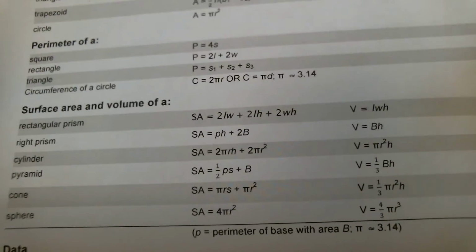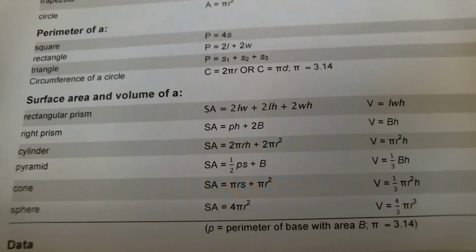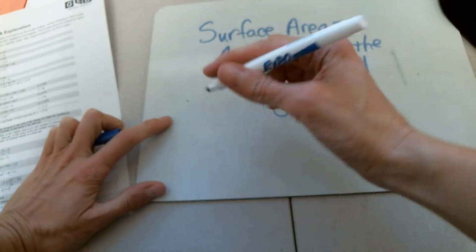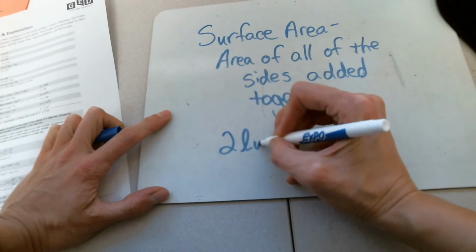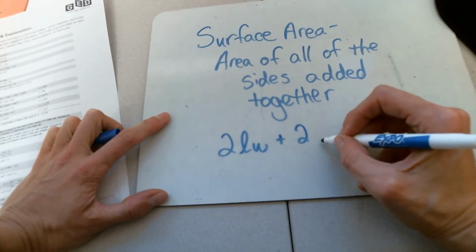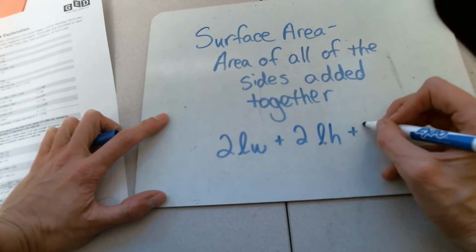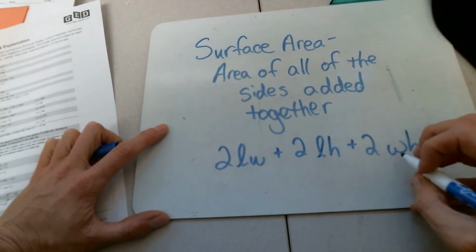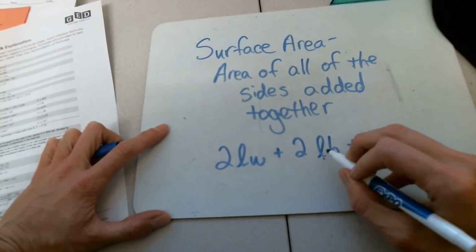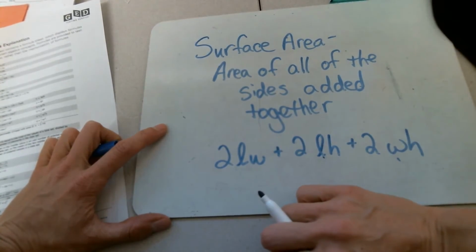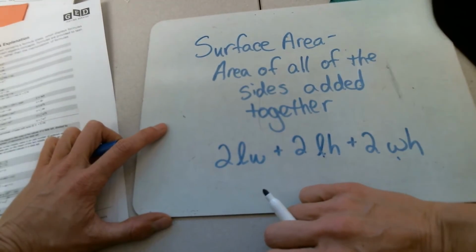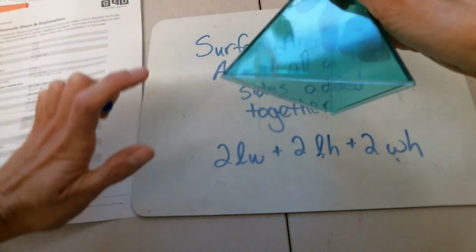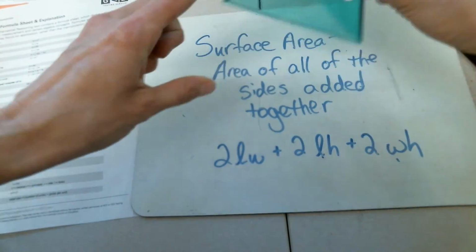So let me just walk you through what some of these symbols mean. So with rectangular prism, it has you do 2 times the length times the width, plus 2 times the length times the height, plus 2 times the width times the height. Okay, so W is width, L is length, and H is height. And you substitute those values in there. Personally, sometimes I think it's easier just to think about surface area being each side and that I'm adding them together.